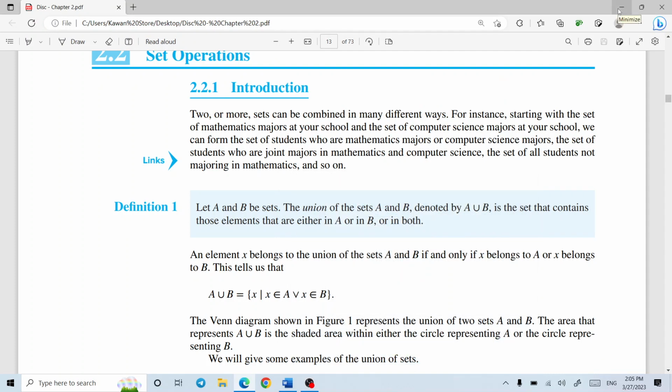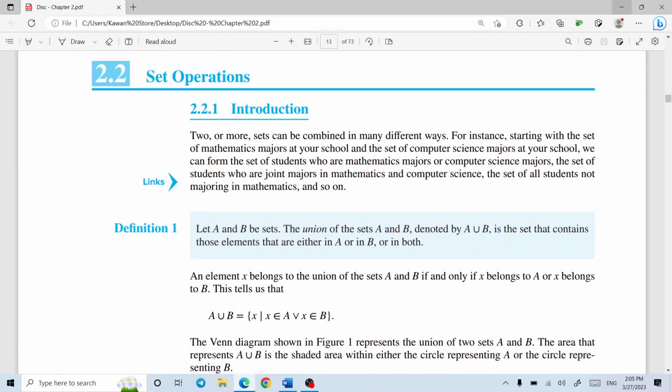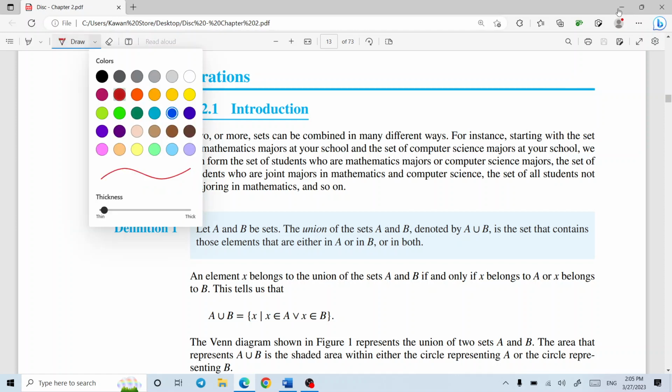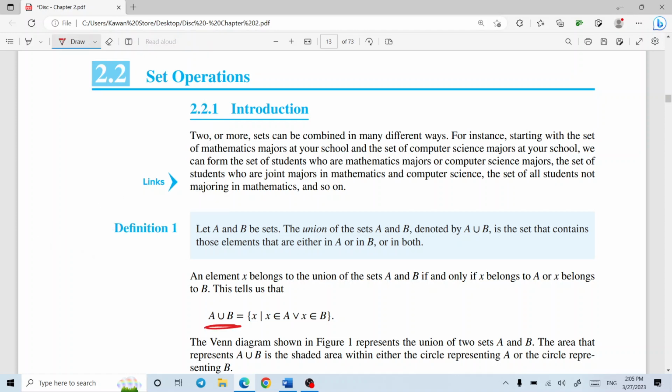Welcome back again. Today we are going to talk about set operations, the second section in chapter 2. We have two sets, and then we are going to do operations on them. I know you saw this before, maybe in secondary school.